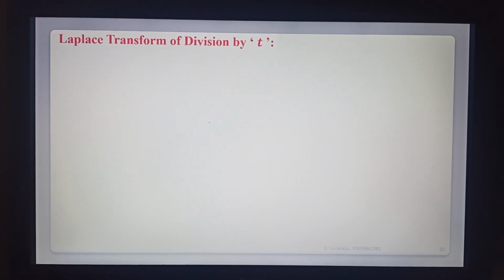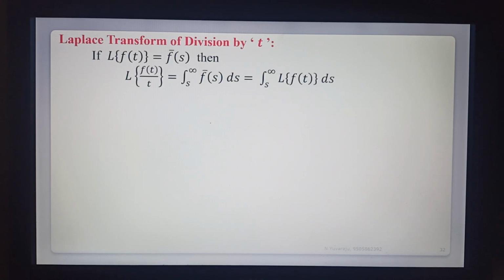Yeah, next property, Laplace transformation of division by t. The previous topic was multiplication by t. Now here is division by t: for a given function f of t, we find the Laplace transformation of f of t by t. See, one property is given.